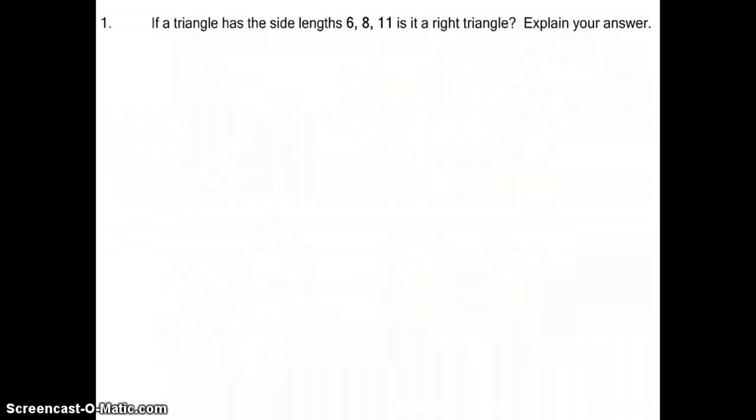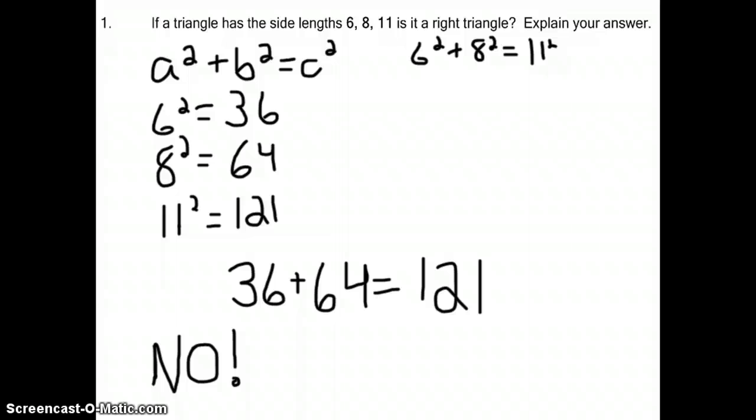Okay, so here's our next question. Go ahead and pause your screen, read this, and try to figure it out. Okay, so on this one, what you need to remember is that every right triangle, you can use the Pythagorean theorem, which is a squared plus b squared equals c squared, and you need to remember that the hypotenuse, or c, is always the biggest side. So if this was a right triangle, 11 would be our biggest side.